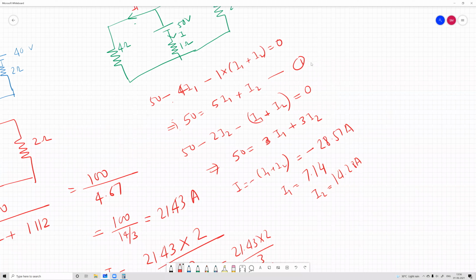Why minus? Because the direction of both I1 and I2 are upwards, whereas the direction of I is downwards. Okay, so this is minus 21.42 or 43, whatever you want. So you check your answer. Yes, this is the correct answer.